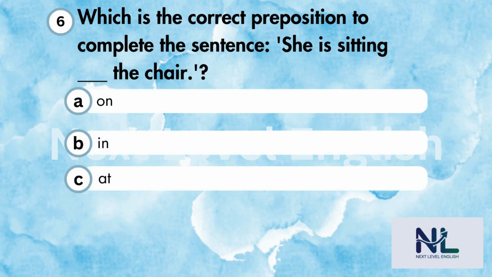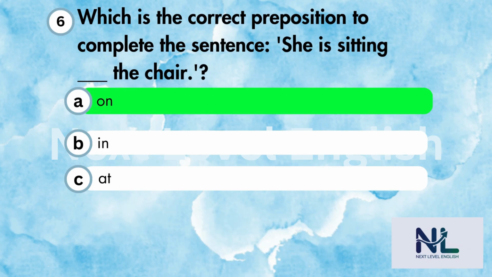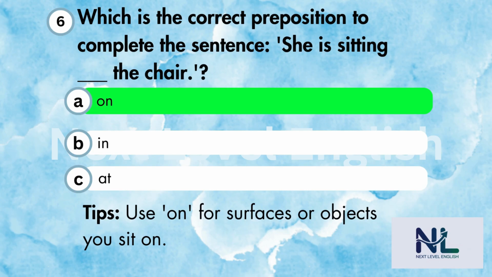6. Which is the correct preposition to complete the sentence? She is sitting the chair. On. Tips: use on for surfaces or objects you sit on.